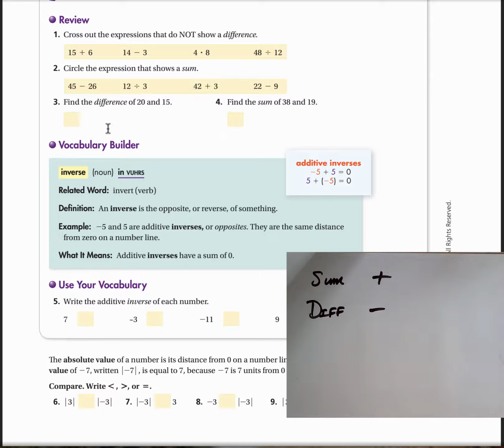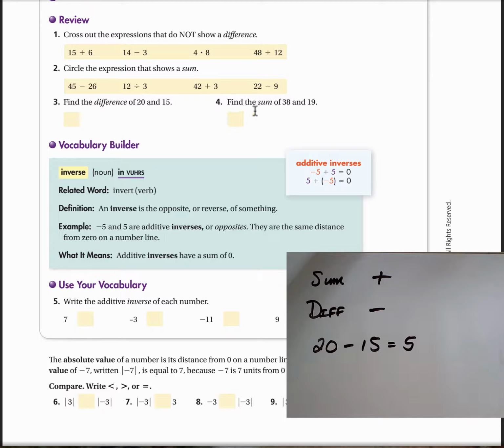Let's take a look at number 3 here. Find the difference of 20 and 15. What's difference? Difference is a minus sign. So we're going to say 20 minus 15. All right? And the difference in this is 5. That would be your answer right here.